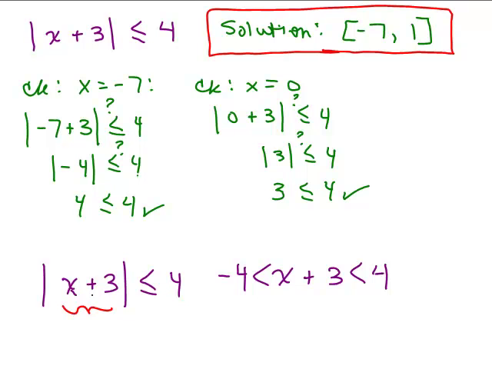So if x plus 3 was equal to 5, it would not have worked, right? That's a number bigger than 4, so that wouldn't work. Or if x plus 3 was negative 5, it wouldn't work. So you have to take what's inside the absolute value, and it has to go in between the negative 4 and the positive 4.